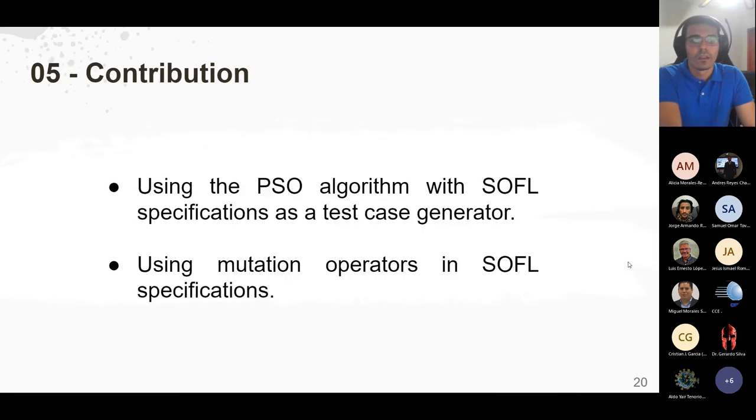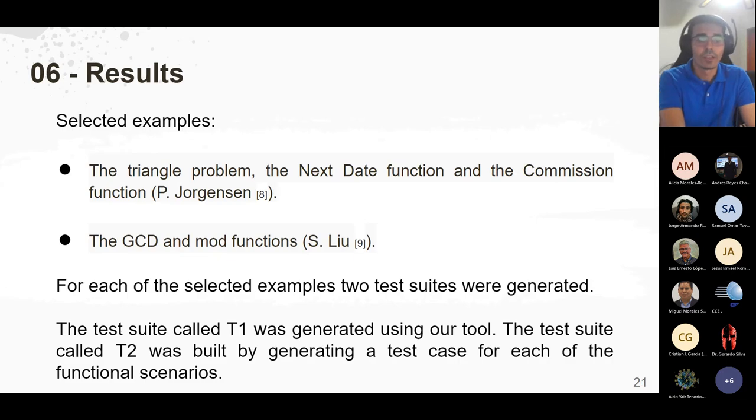Okay. Well, our contribution is the use of the PSO algorithm with software specifications as a test case generator, and the use of mutation operators in software specifications. Our results are based on 5 examples. The triangle problem, the next date function, and the commission function were taken from Jorgensen's testing book. And the GCD function and the mod function were taken from Aldo's paper.